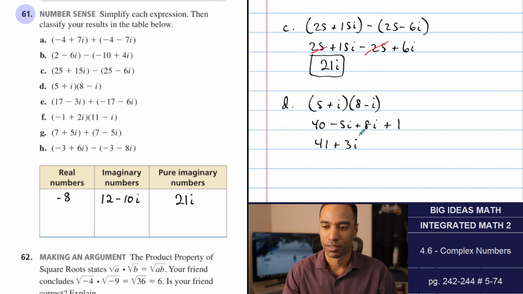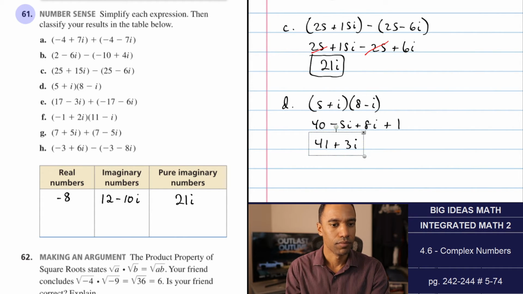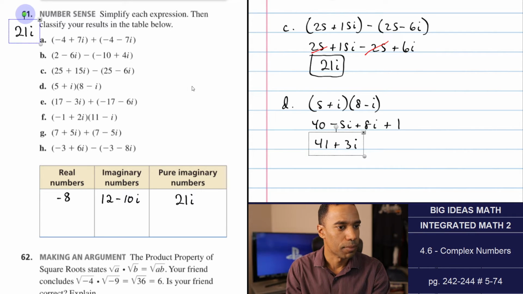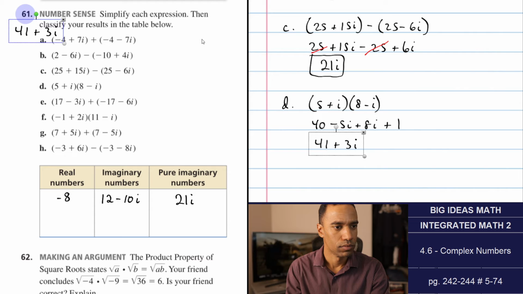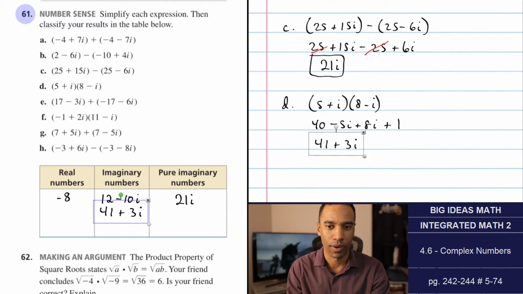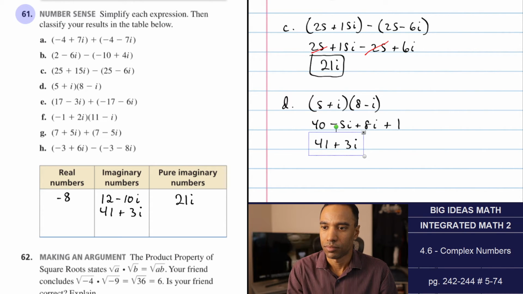41 plus 3i. Okay. Imaginary number. Oh, that did not copy. Come on. All right, why aren't you copying? There it goes. I might have to fit one more. It's likely there might even be more than that. We'll see. This is only part D.